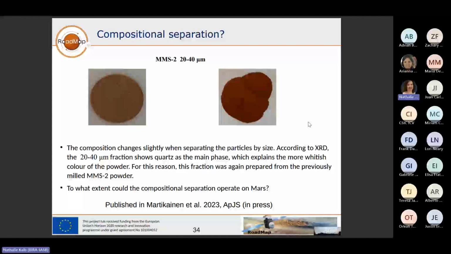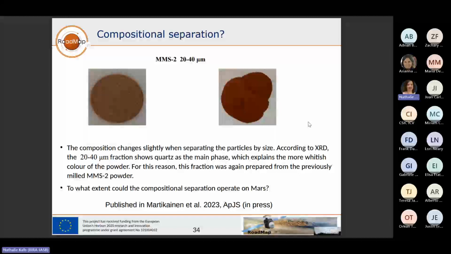But now the good question is, why did this happen? The chemical analysis actually showed that this first retrieved sample had a lot of quartz. So it was compositionally quite different. And now the question is, is it possible that this kind of compositional separation could operate on Mars as well? Like when you are looking at lifted dust in the atmosphere, is this a different composition than the regolith that we see on the surface?